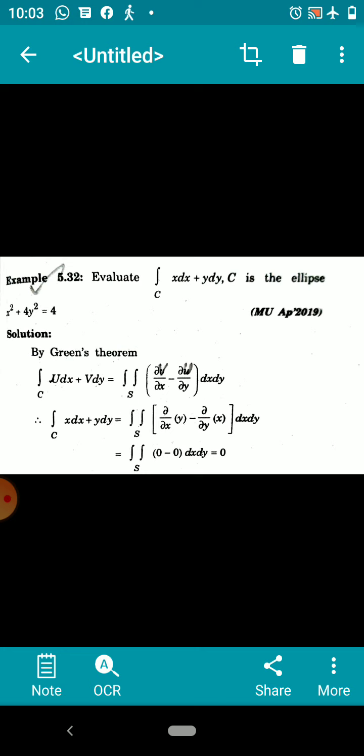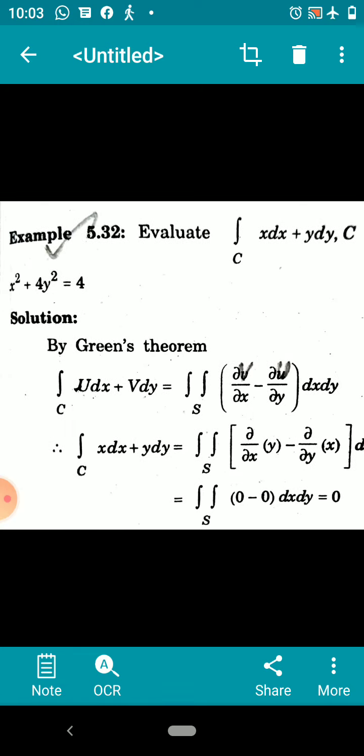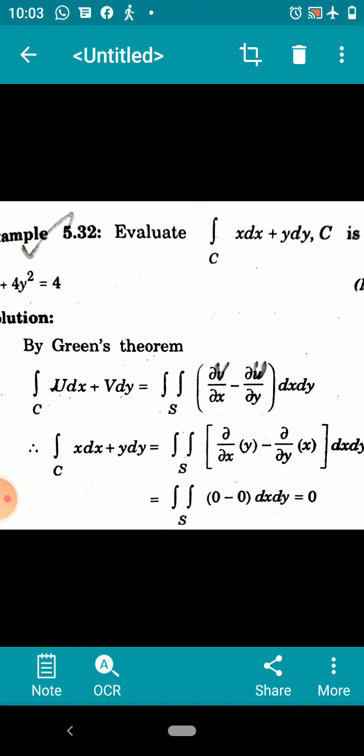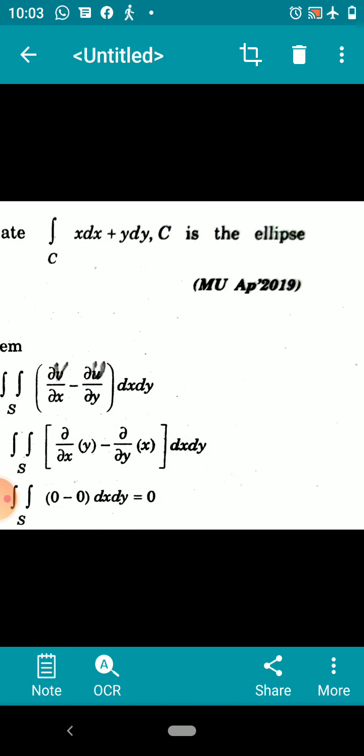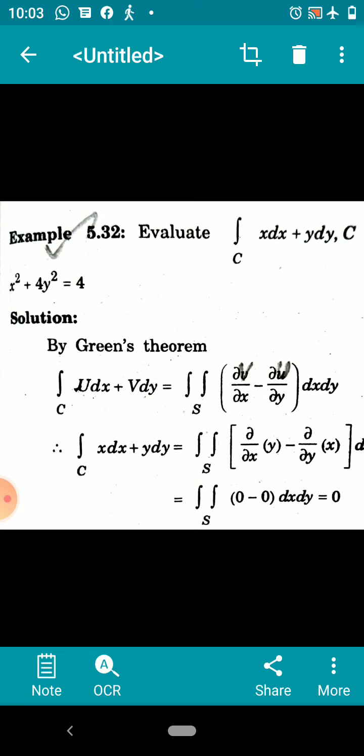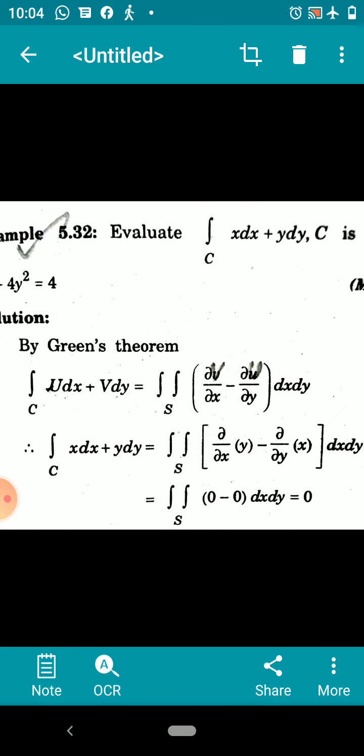Evaluate integral over C x dx plus y dy, where C is the ellipse x squared plus 4y squared equal to 4. So we are going to evaluate this integration over the ellipse x squared plus 4y squared equal to 4. From this we are going to use the limits. By Green's theorem we know the formula, that is, the integral over C u dx plus v dy equal to double integral over S dou v by dou x minus dou u by dou y into dx dy.